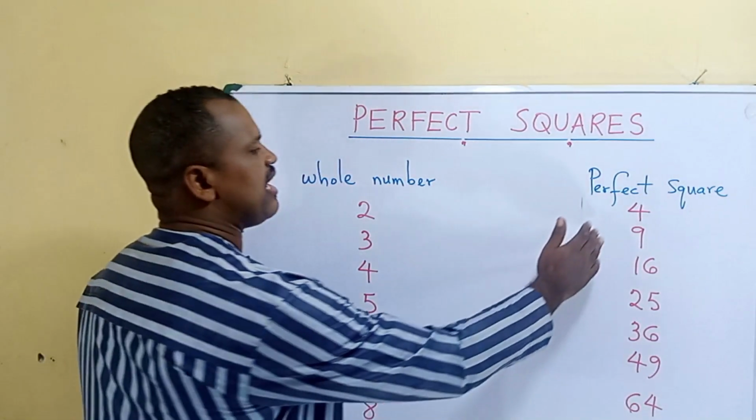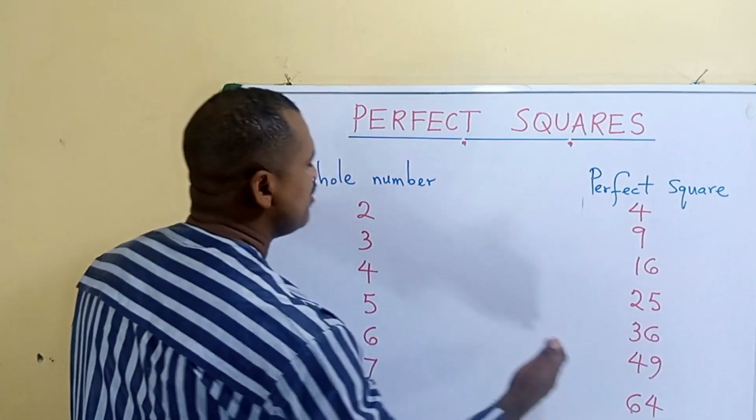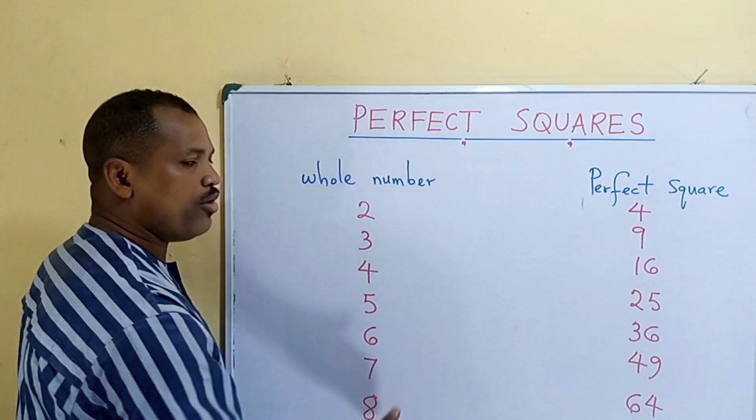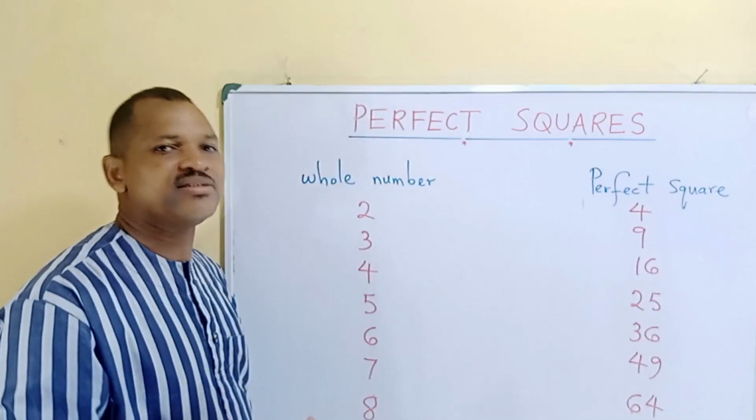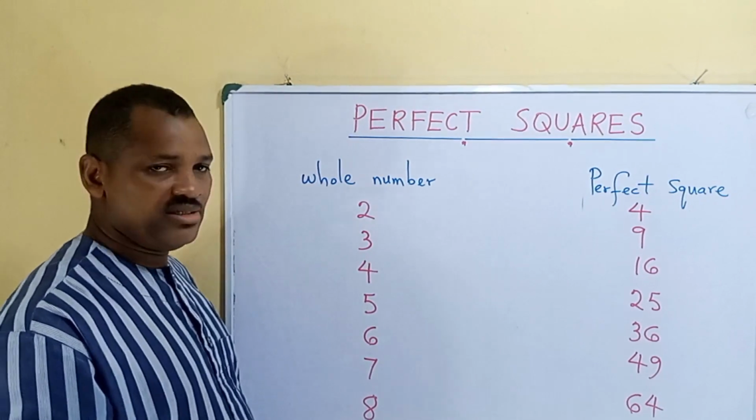So these are perfect squares because they are obtained when you multiply a whole number by itself. That is simply what perfect square means.